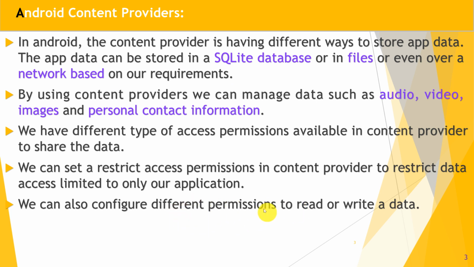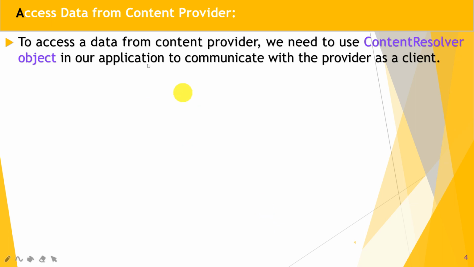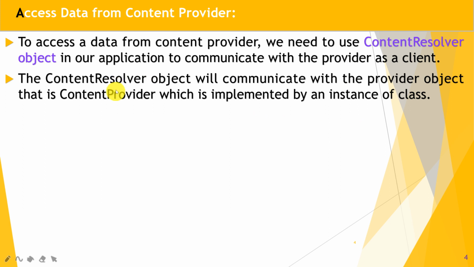To access the data from the content provider, we need to use a content resolver object in our application to communicate with the provider as a client. So the content resolver class is what we implement for communication between the content provider and the client. The content resolver object will communicate with the provider object, that is the content provider, which is implemented by an instance of the content provider class.